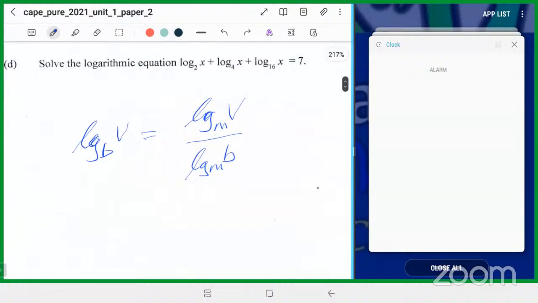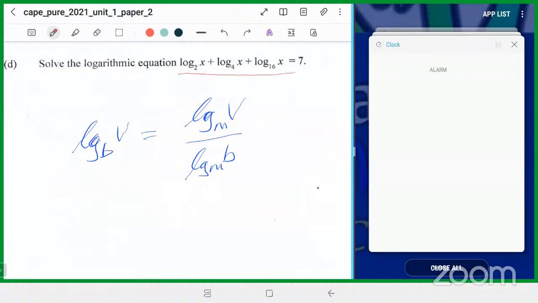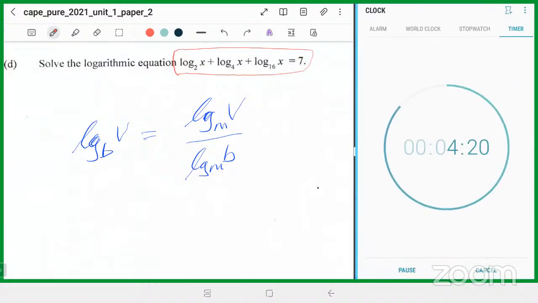Come, try this question for me. Solve it. I'm saying this is a change of base law that is applicable to this question because the laws that we learn are for when the base is the same. To make sure that all expressions have the same base. All right, 4 minutes to go. Very good. Okay, guys. Yes, sir. Make sure that all expressions have the same base.